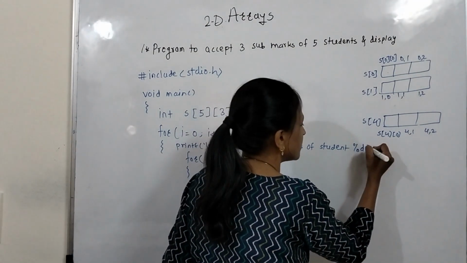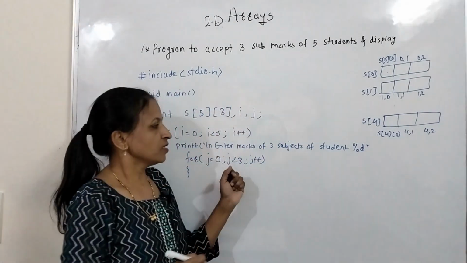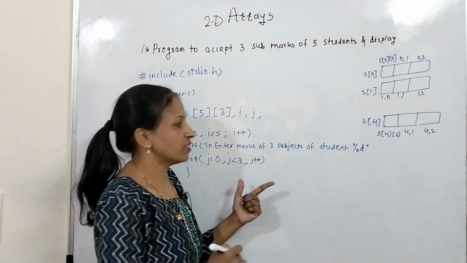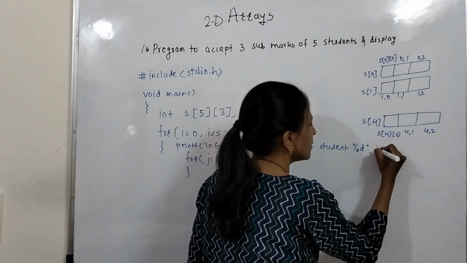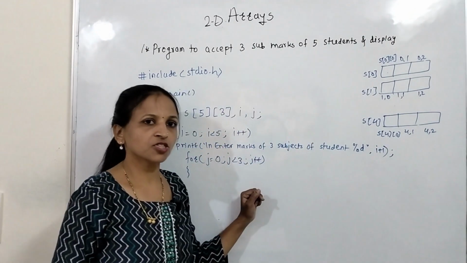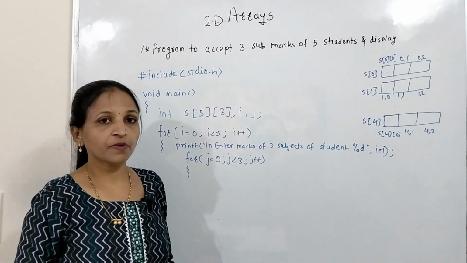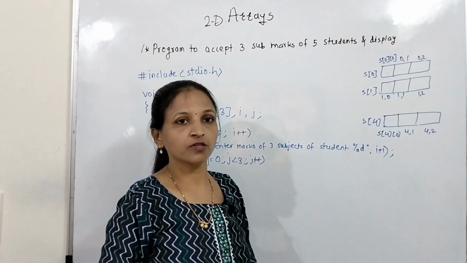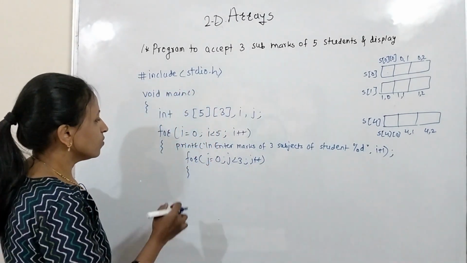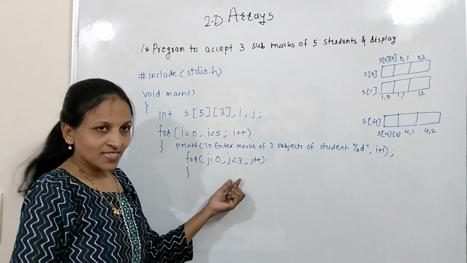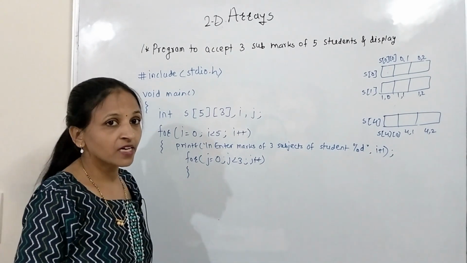Instead of that I can write "Enter marks of 3 subjects of student" and for that we will write I plus 1, because I is 0 initially, then 1, then 2, but we want to display a better message like student 1, 2, 3 in that way. Now see, for j equals 0, j less than 3, j plus plus. Now what should be done here?